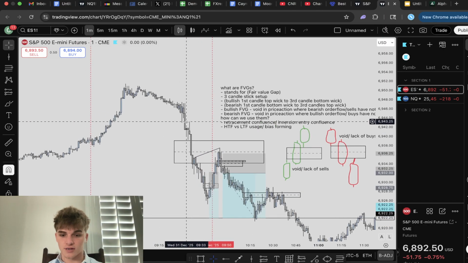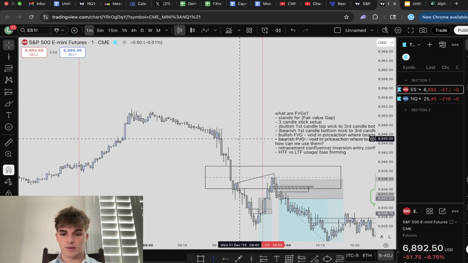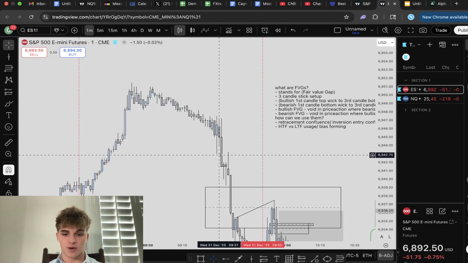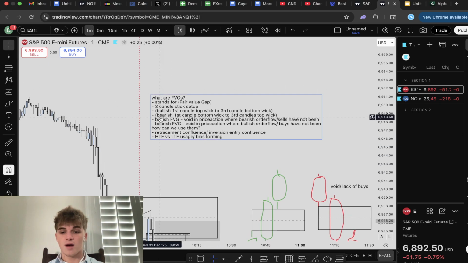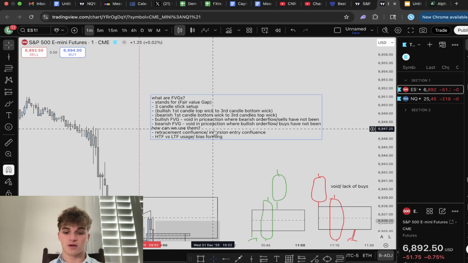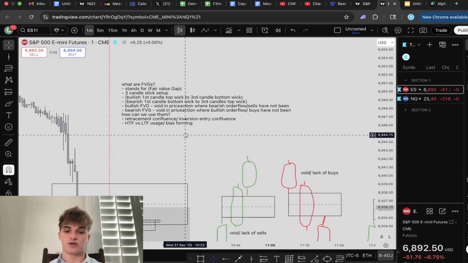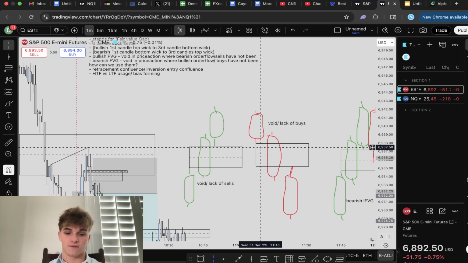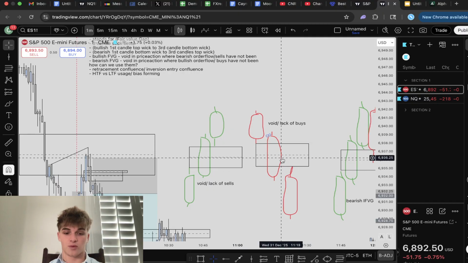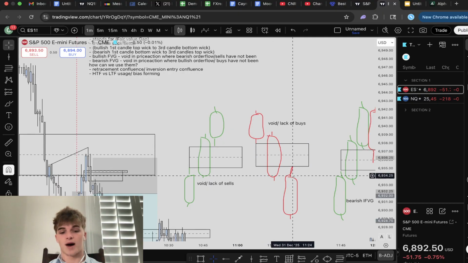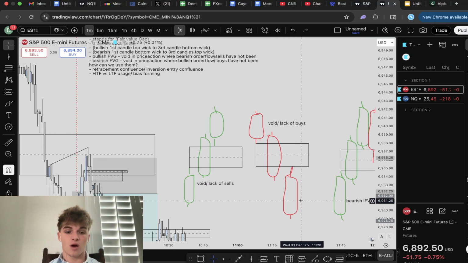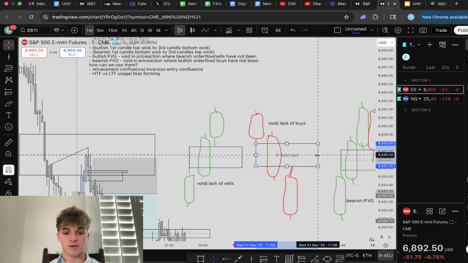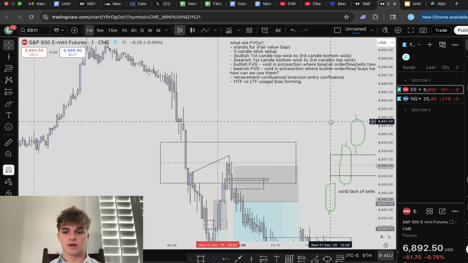Looking here, as you can see, this is a bearish example. I'm going to show examples later too, but first let me explain the bearish example. Bearish: first candle's bottom wick to third candle's top wick. Boom, void, lack of buys. No buys are in this price range right now. What do we want to do? Buy back up into it and then sell off.